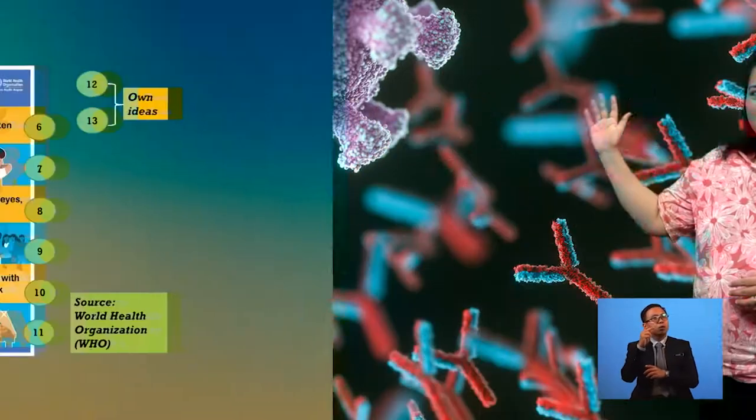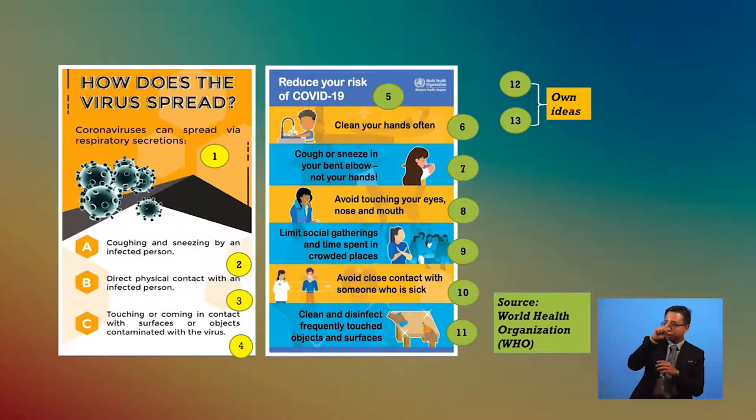Here are the points that we are going to use from the brochure. Look at the yellow circles. We can organize our points this way because contents 1 to 4 are about the ways the virus can spread. Would you like to read with me?